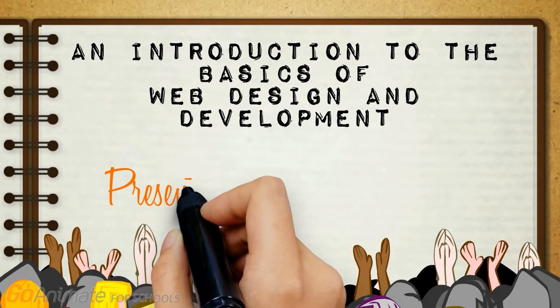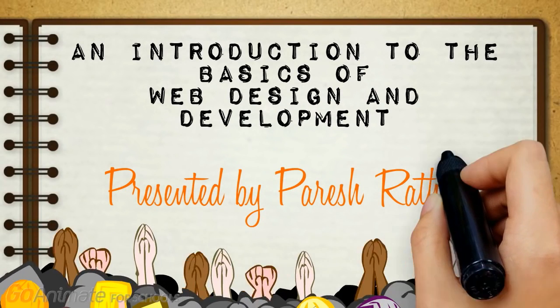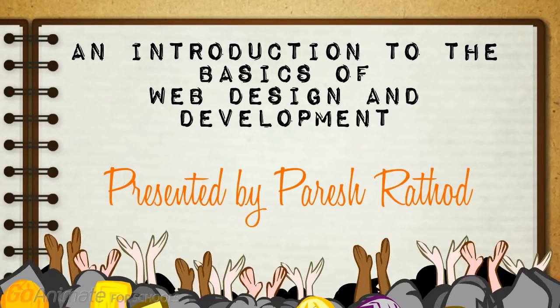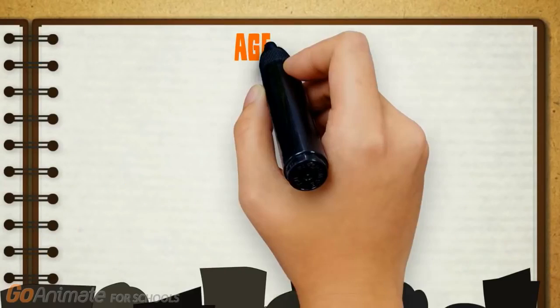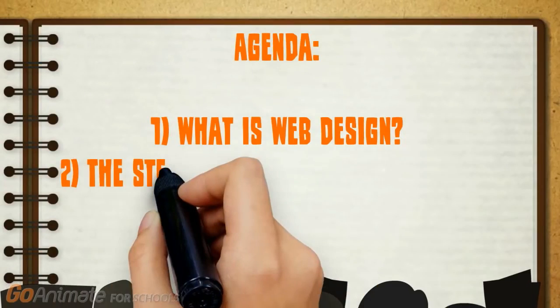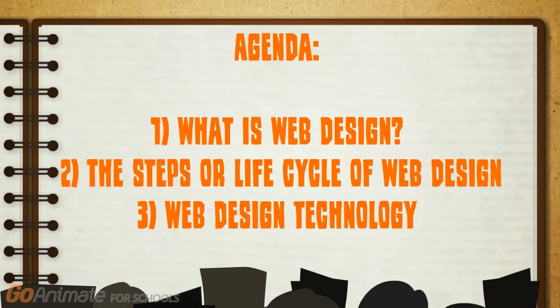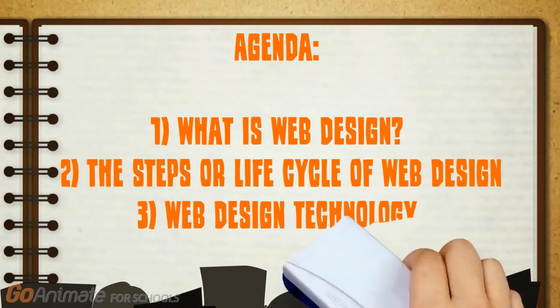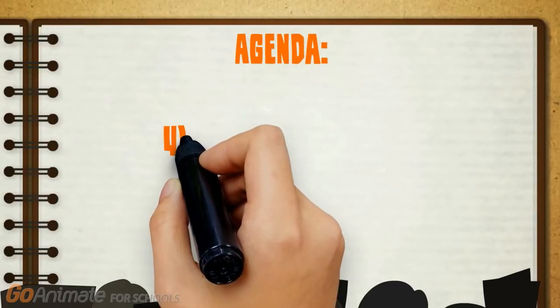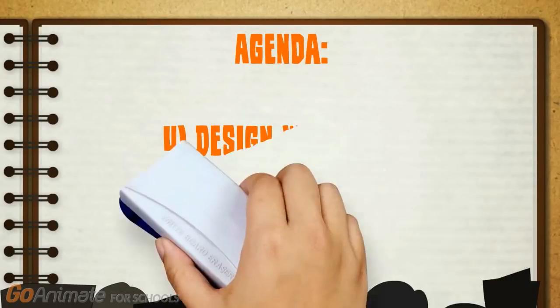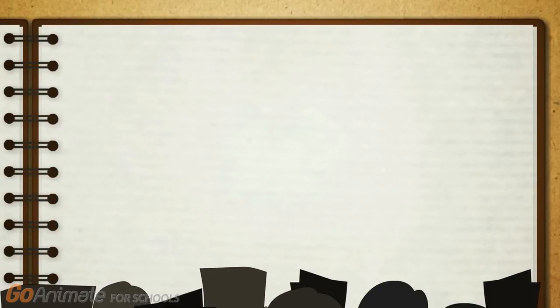My name is Paris Rathod, and today's agenda is, first, we will learn what is web design, second, we will learn what is the process of web design, the steps or life cycle of web design, third, we will see which technology can be useful in web designing. Finally, we will conduct a web design workshop. We will be happy to help your team.